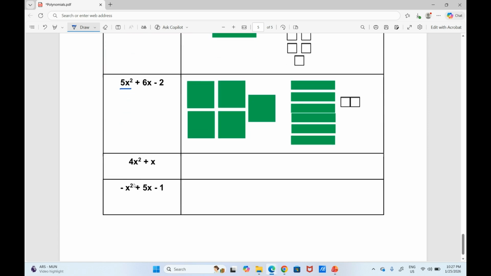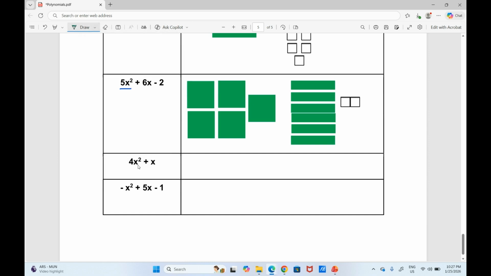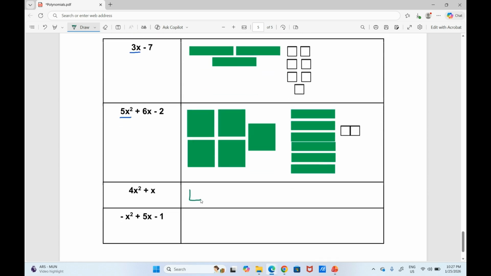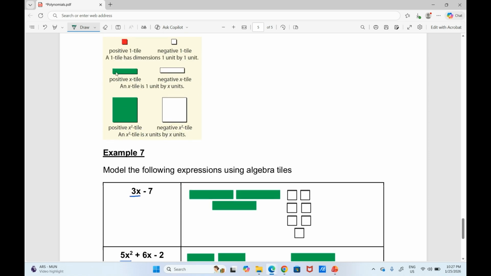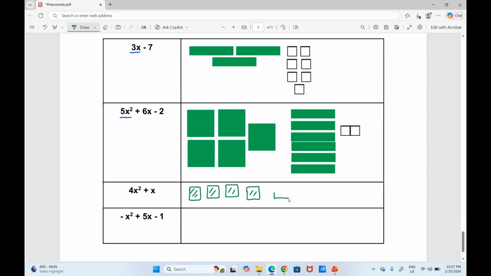Now, for these ones that aren't filled out, let's try to fill them out. So because this is 4x squared, this is positive, I'm going to use green to represent x squared. I'm going to draw 4 of these. Okay, and then I just have a positive x, and since positive x is represented by a strip like this, I'm just going to draw one of them as well. Okay, and that represents this expression here.